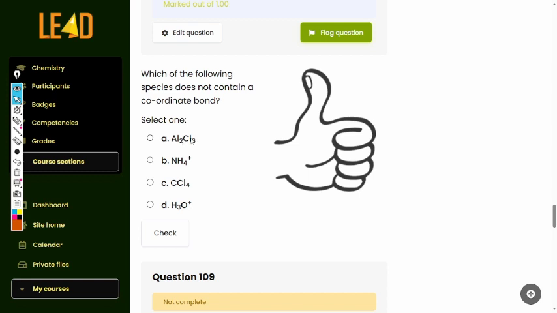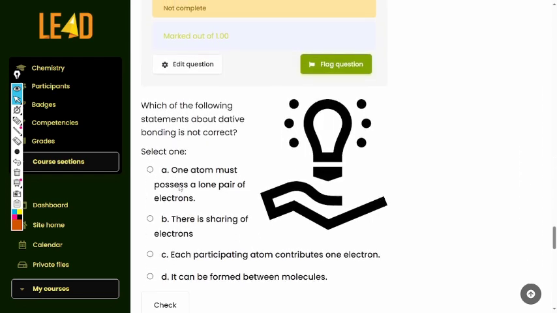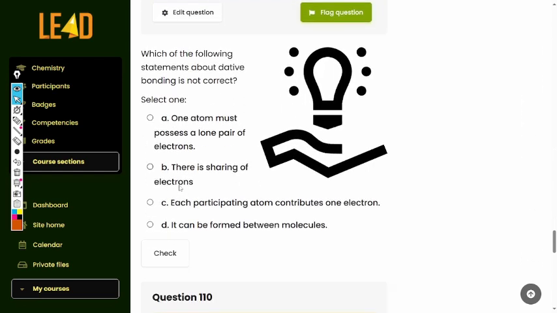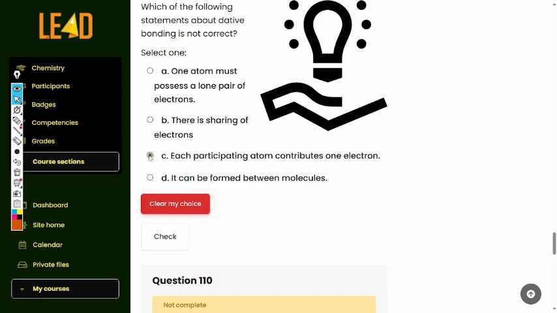The lone pair from one of the chlorine atoms gets attracted to the second aluminium that needs a lone pair of electrons. So the odd one here is tetrachloromethane. This is actually a covalent bond, not a coordinate covalent bond. It's purely covalent. Which of the following statements about dative bonding is not correct? So let's see. One atom must possess a lone pair of electrons. That's true. There is sharing of electrons. That is true. Each participating atom contributes one electron. Now this is not true. It's only one of the participating atoms that brings the pair of electrons, while the other one accepts. Now it can be formed between molecules. This is true. So the one that is false is C.